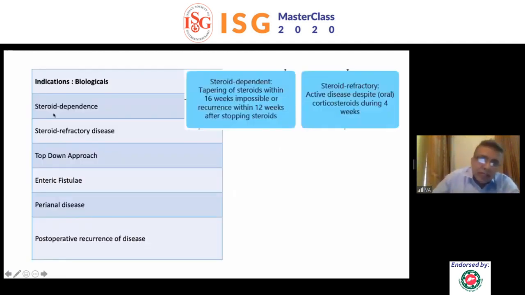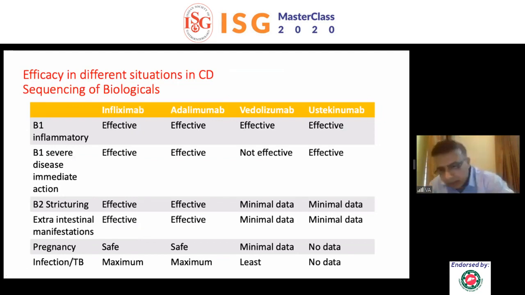Indications. Very clear: steroid dependence, steroid refractory. What is the definition of steroid dependence and refractory in Crohn's disease? Steroid dependence is if tapering of steroids within 16 weeks is impossible, or after stopping, within 3 months, you have a recurrence needing steroids. Steroid refractory is active disease despite taking corticosteroids for 4 weeks. So any disease which is not responding to steroids, or as we discussed, a top-down approach, fistulizing disease, post-operative recurrence of disease. These are all indications of biologics.